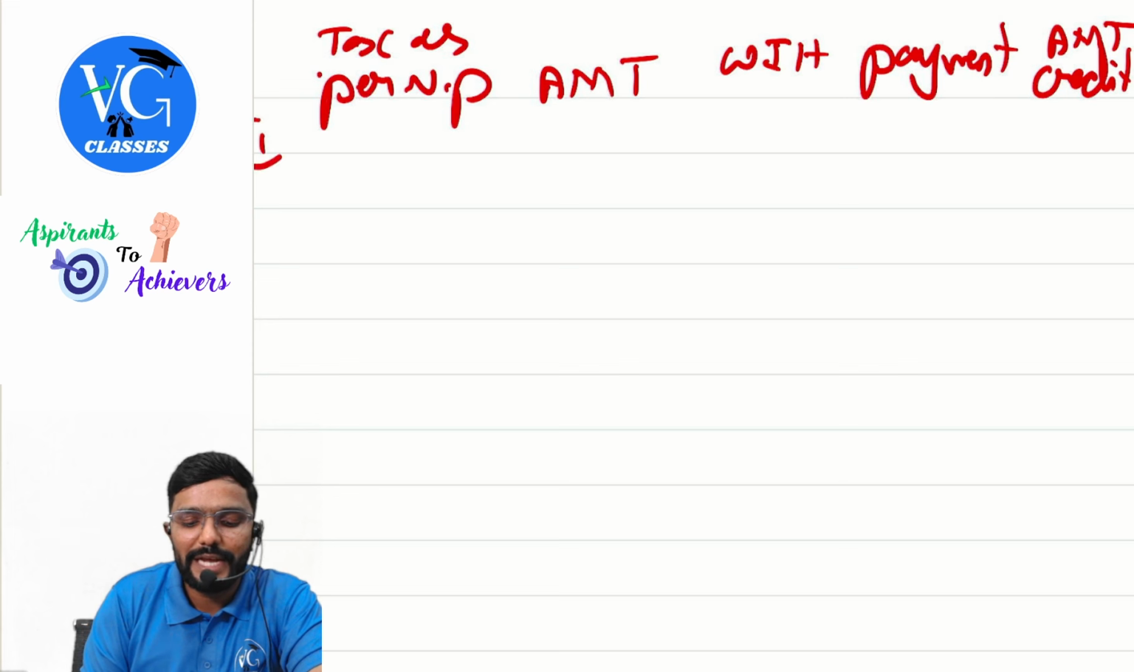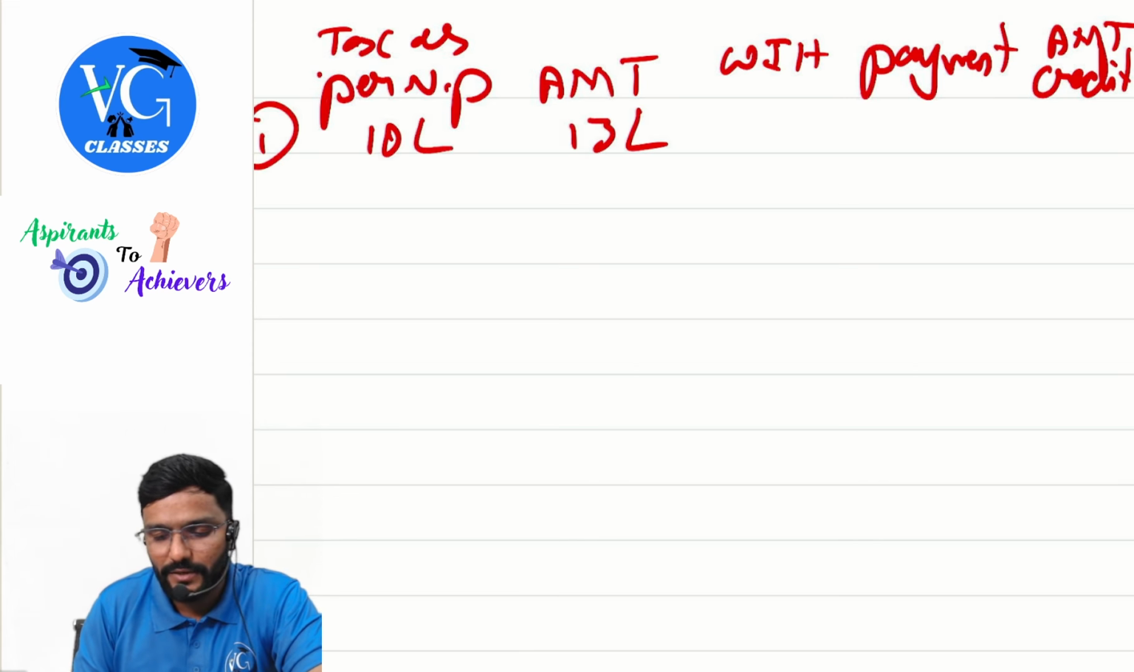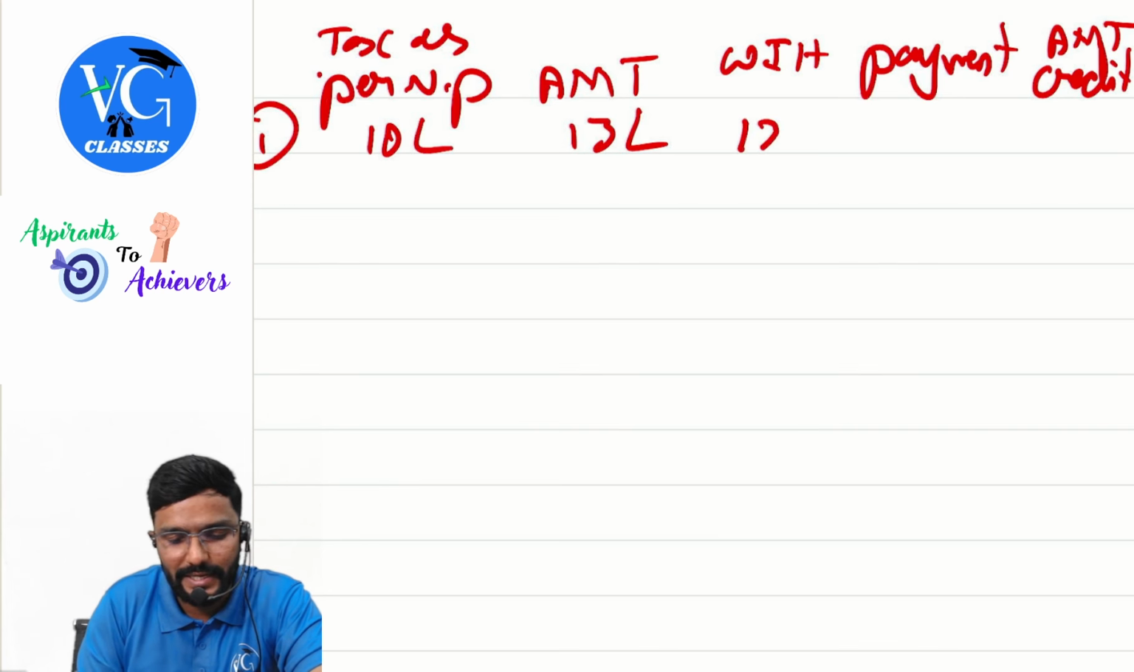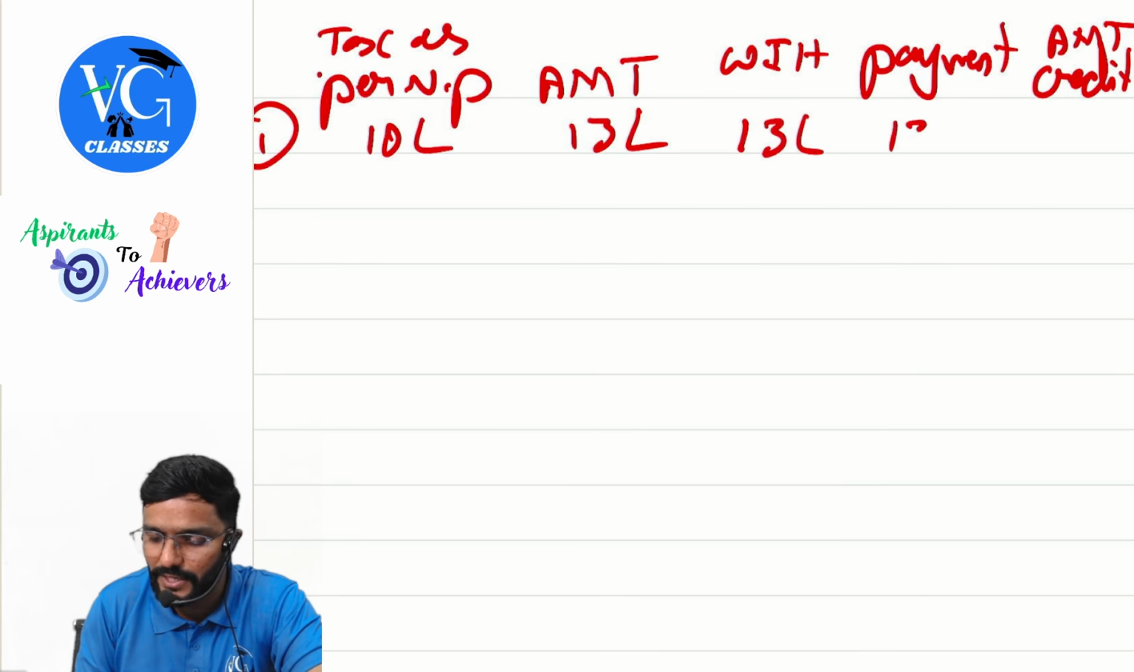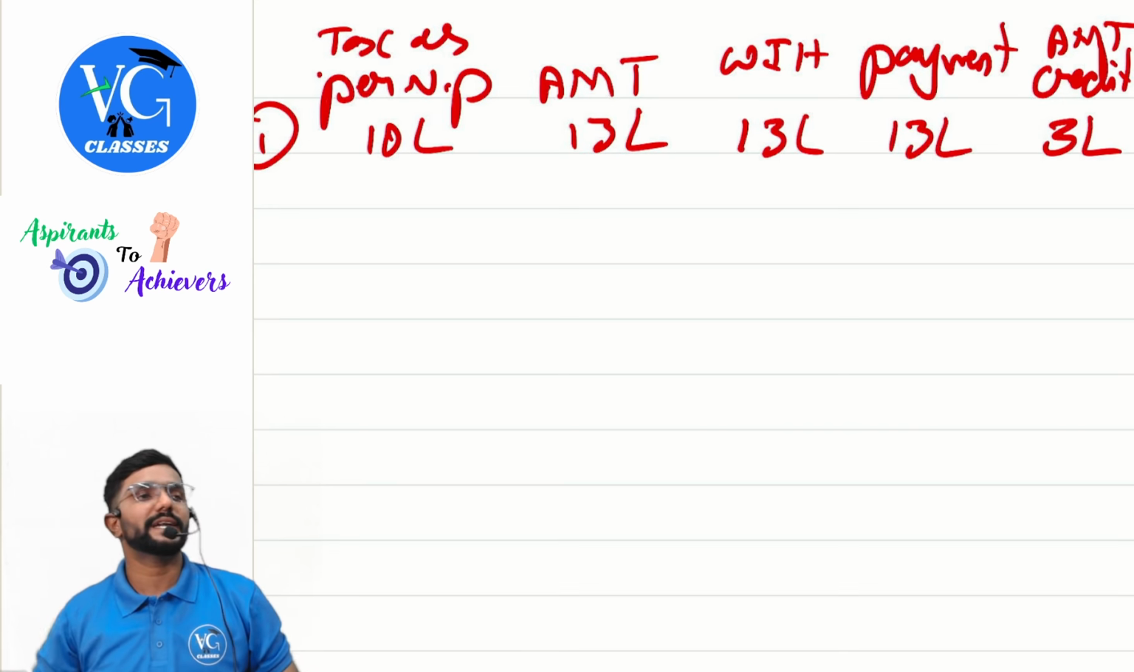Guys, first case, assume tax as per normal provision is 10 lakh. AMT is 13 lakh. Whichever is higher, I should pay 13 lakh. Yes. How much will I pay? 13 lakh. Will I get any credit? Yes. How much? 3 lakh. I will get a credit of 3 lakh.